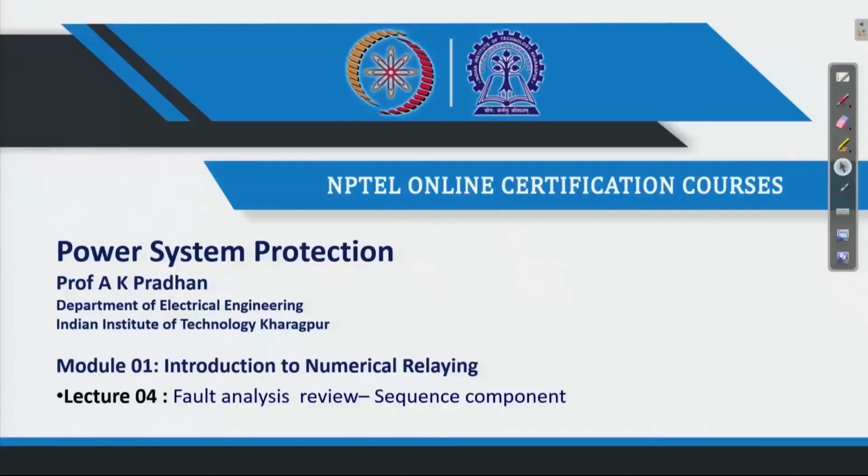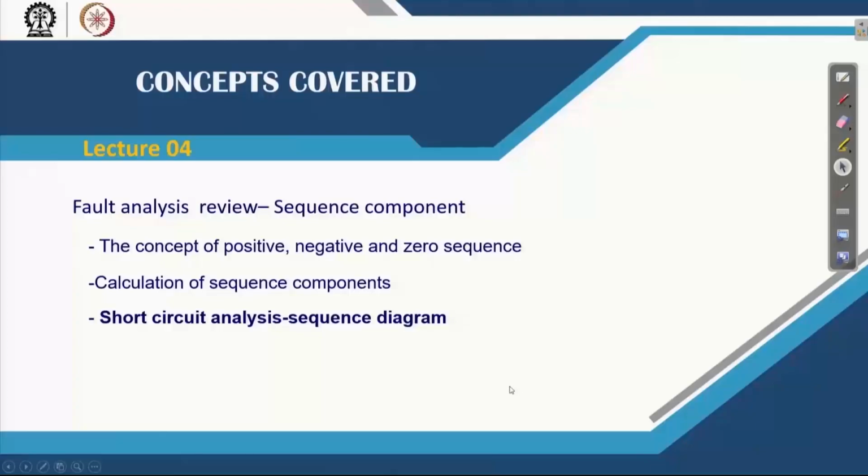Welcome. In this fourth lecture, we will continue with the review on the fault analysis. We will go with the sequence components also there. We will emphasize here more on how to calculate the fault current and voltages at different points, that is circuit analysis, by drawing the different sequence diagrams and the connections therein.